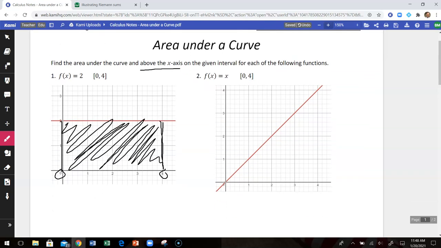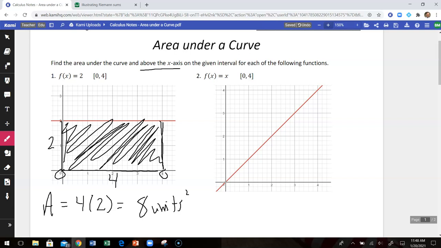Now the nice thing about this is it made a geometric shape, right? So if I wanted to find the area of this, the length of my rectangle would be 4, the height of my rectangle would be 2, and so very simple formula here, the area is going to be 8 square units, because I can just think of that as length times width. It's a rectangle, 4 times 2.